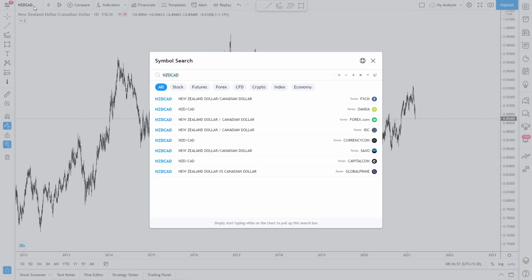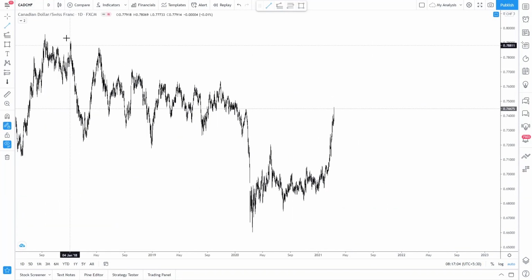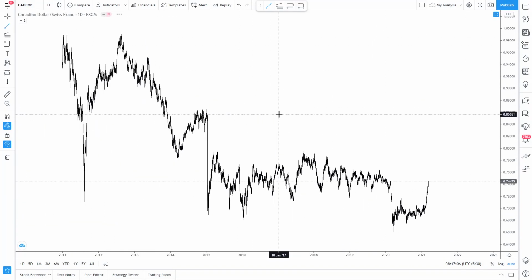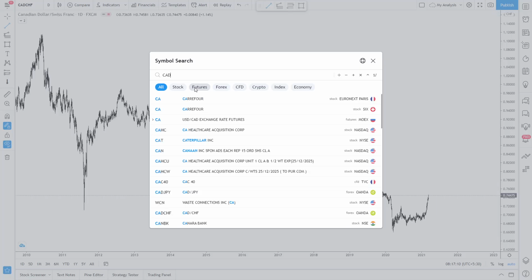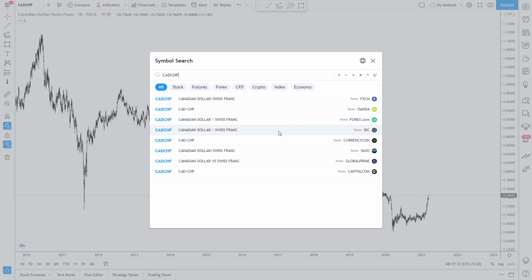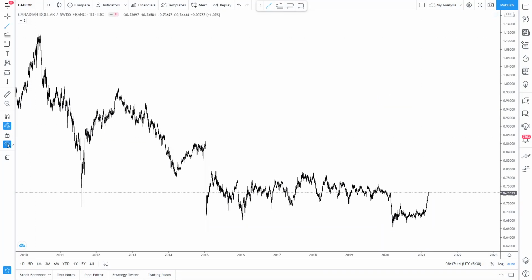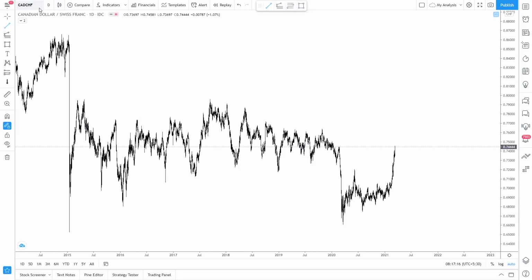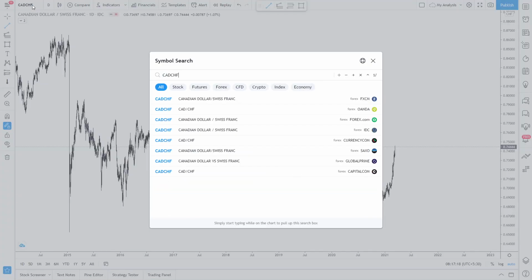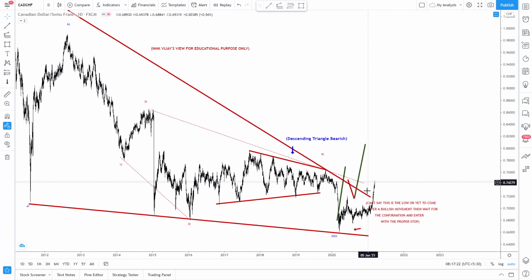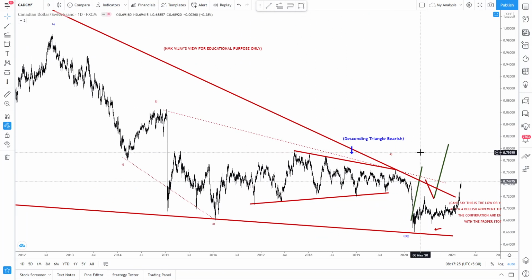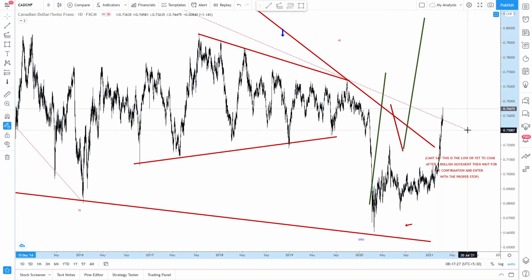And next is CAD CHF. So CAD CHF, it's doing the same thing here also. One second, CAD CHF, my positional target, yeah, it's already broken this.